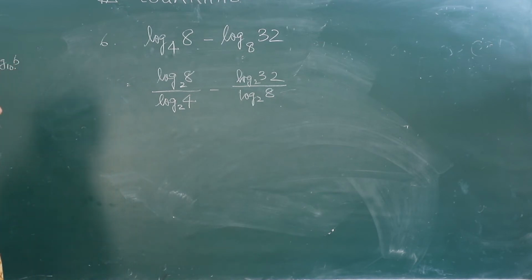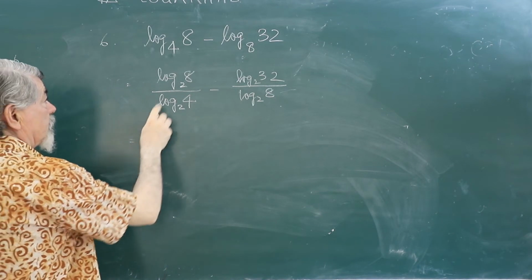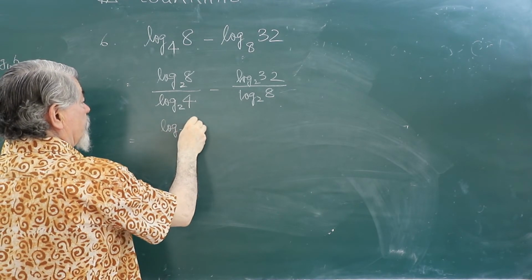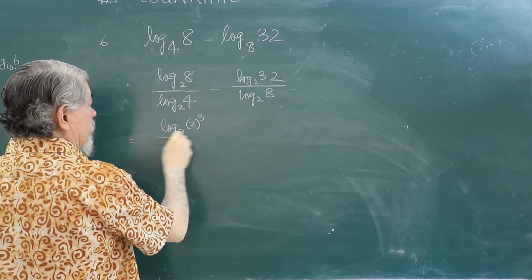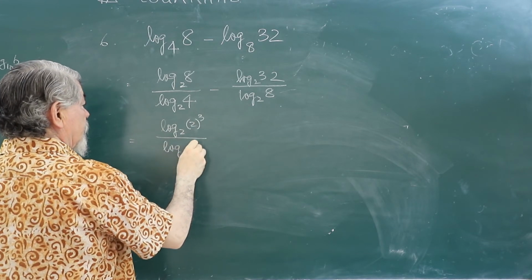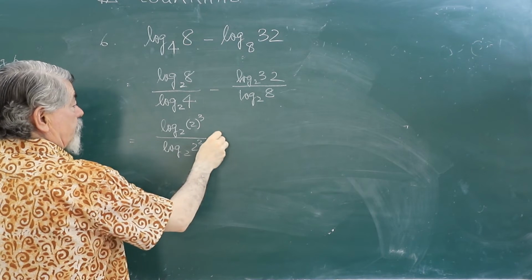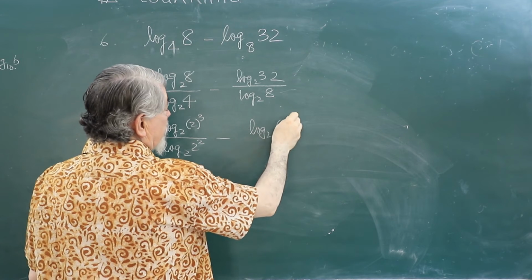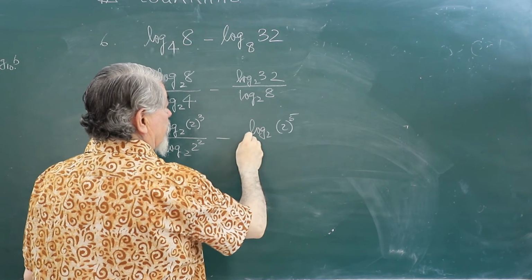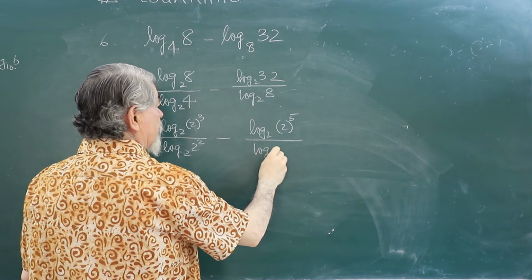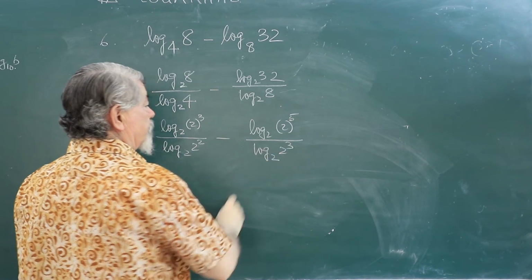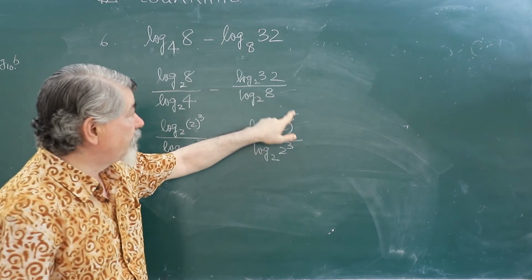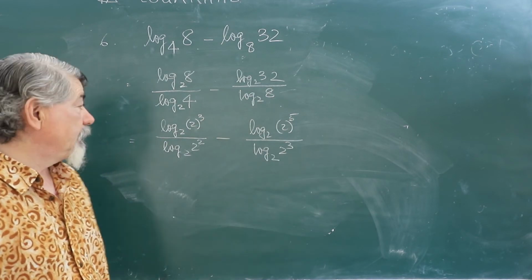Let us write to the base 2. It will become log base 2 to the power 3. It will become log 2 to the power 2, and it will become log 2 and 2 to the power 5, and it will become log 2 to the power 3. 2 to the power 3 is 8, 2 to the power 2 is 4, 2 to the power 5 is 32, 2 to the power 3 is 8.